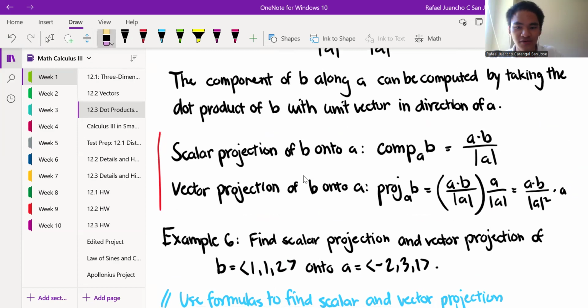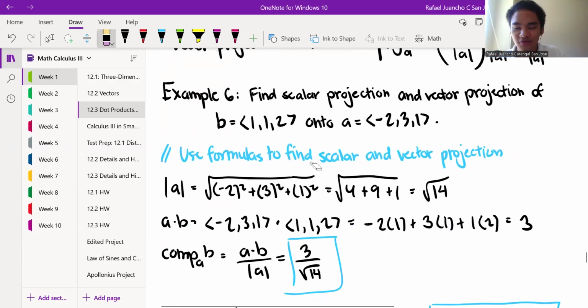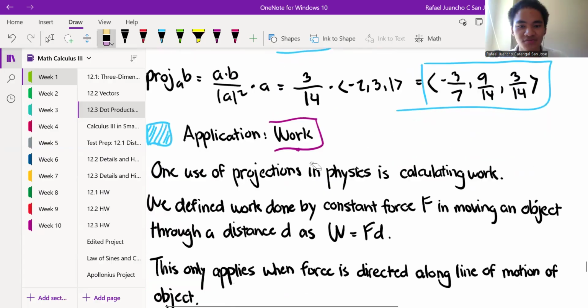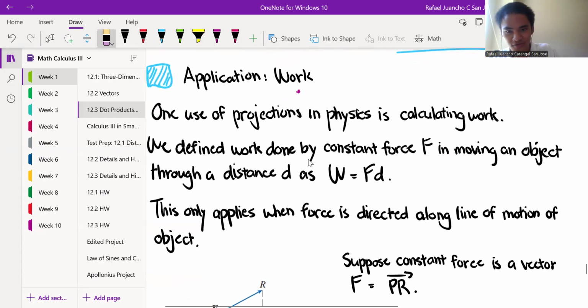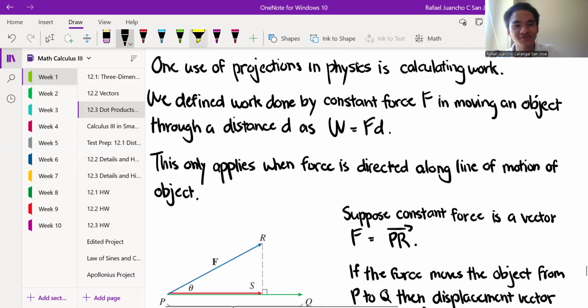Okay, moving on. We did a little example here, but I'm not going to go through that because honestly, it's just plugging in the formulas. Now we go through work. And again, application is physics, calculating work. And the formula for work basically is this thing.